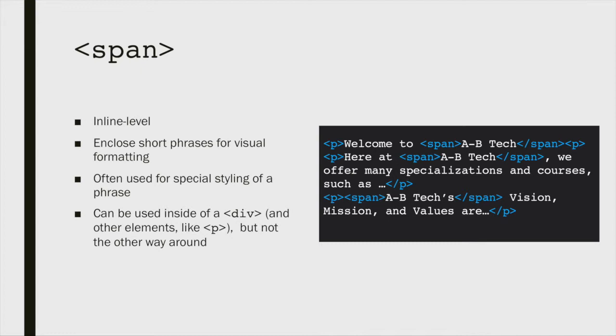This is different from a div tag because this is an inline level element, such as strong or em or b or i. This encloses short phrases for visual formatting, often used for a special styling of a phrase. For example, on the right, you can see that the phrase AB Tech is wrapped in a span tag, so we can easily identify it and change the color, change the weight, change the font type or style, instead of having to go through and make all the strong tags and all the em tags and find the specific ones. A span tag makes it easy for us to find and identify what items we want to stylize.